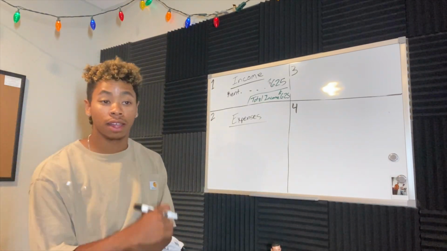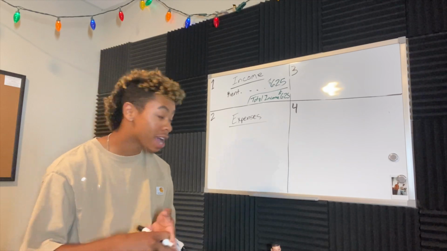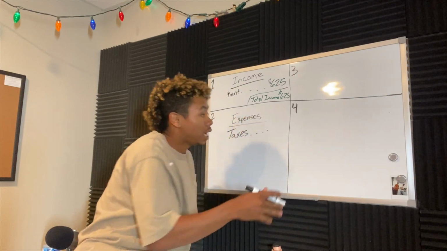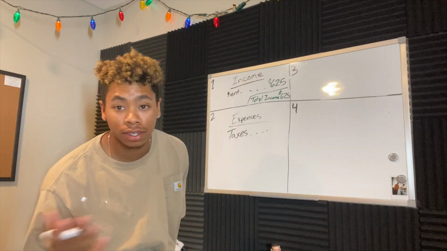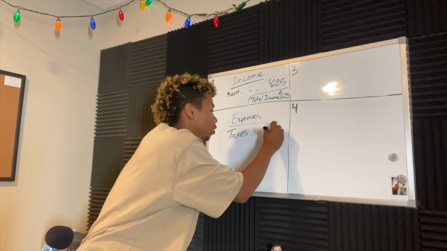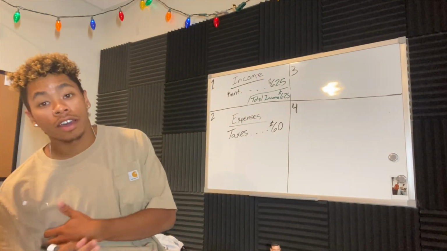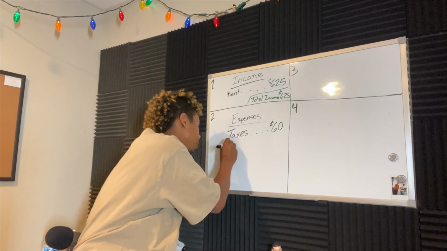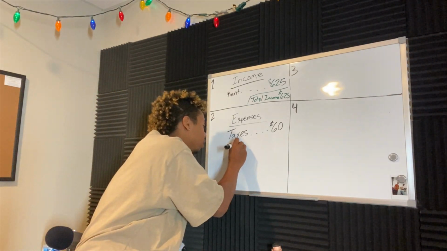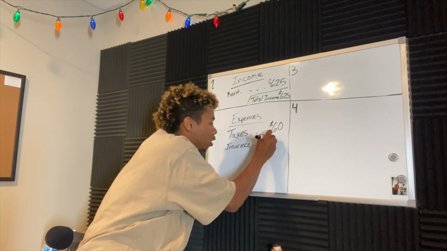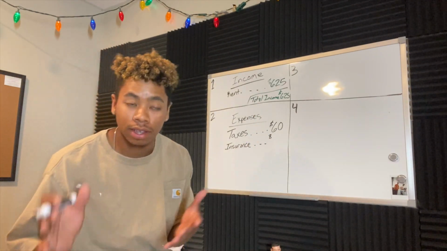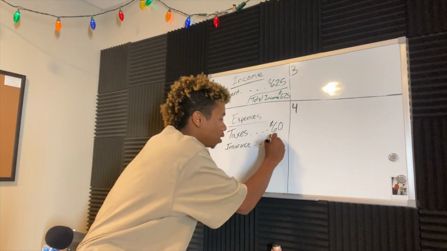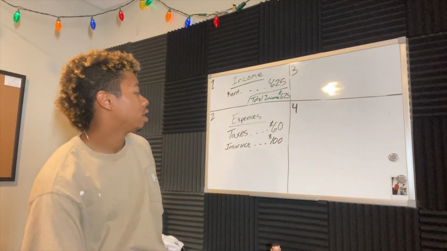Another expense that a lot of people have: taxes. You should pay your taxes. So we'll put taxes, and I think I pay like $60. And then another expense that people should have, I hope you have it, is insurance. And I pay right around $100. I think it's like $100.23, but we're just gonna put $100 for example's sake.